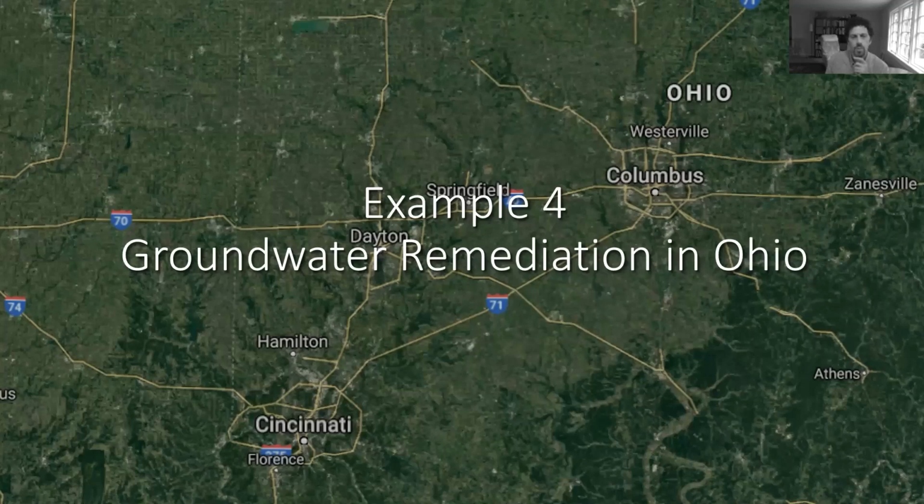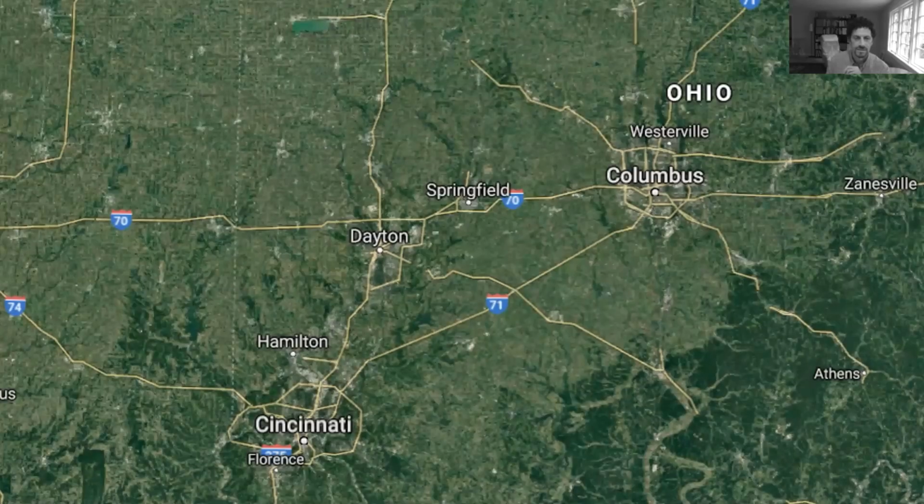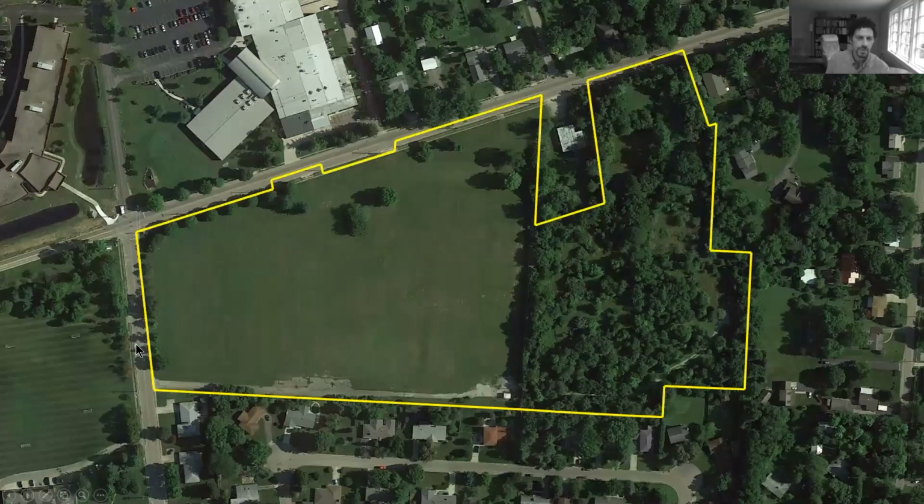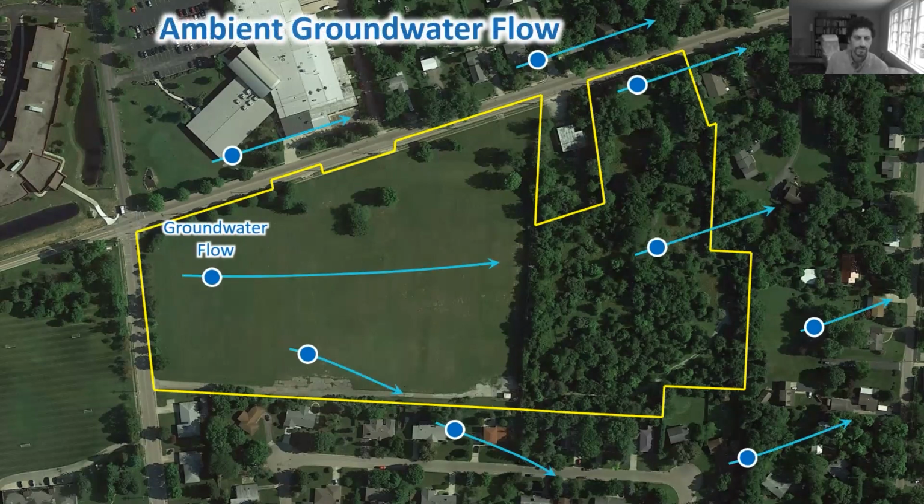All right, let's look at a groundwater remediation scenario in Ohio. This is close to Dayton, just a few miles outside of Dayton. This is the property boundary of an old facility where they were manufacturing plastic tubing and they did use solvents. And as a result, they had groundwater contamination.